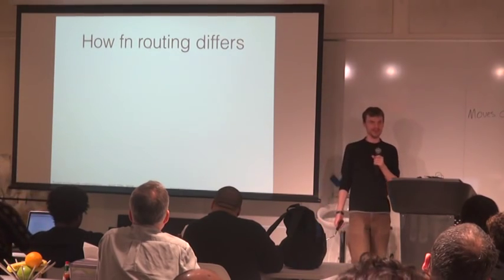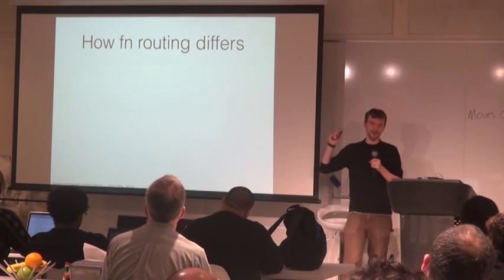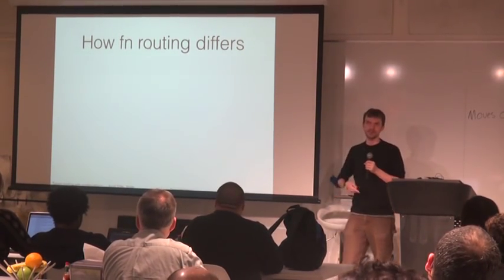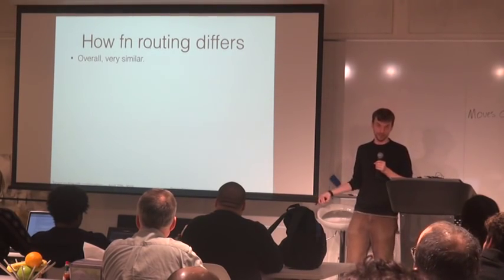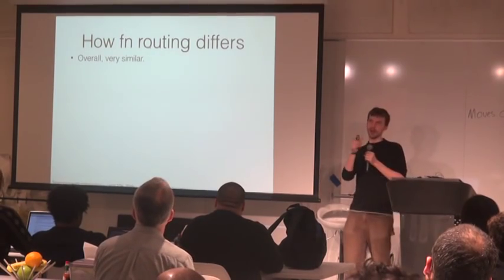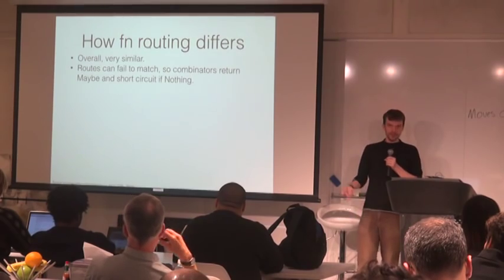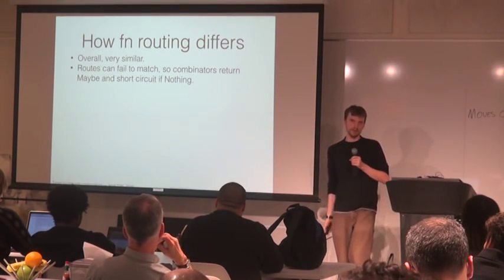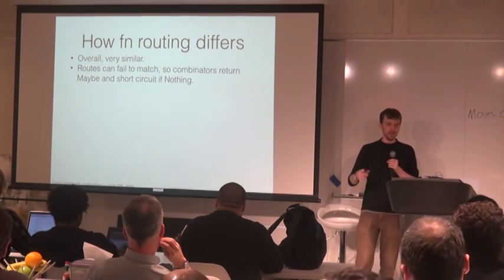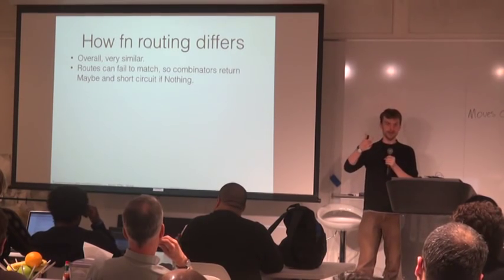And so maybe the reason why you were curious about this in the first place was how Fn routing works. Instead of that, I'm just going to tell you a little bit of how it's different. Because for the most part, it's very similar. It leverages all this stuff to build up these format things that match against the handlers. Probably the most concrete difference, and the reason why I didn't want to use it as an example, is routes can fail to match, so there's always maybe values floating around there because maybe you didn't even match.